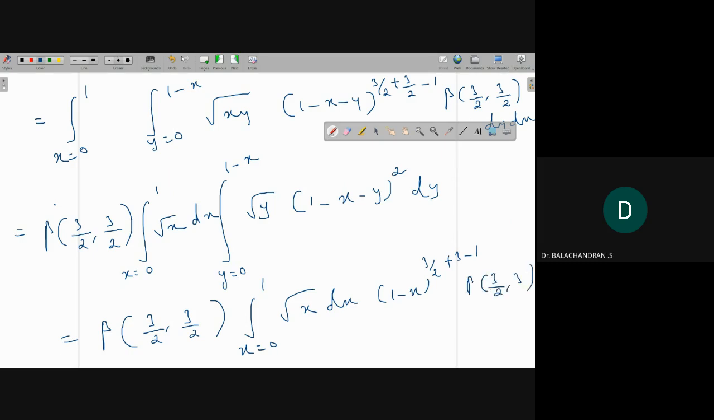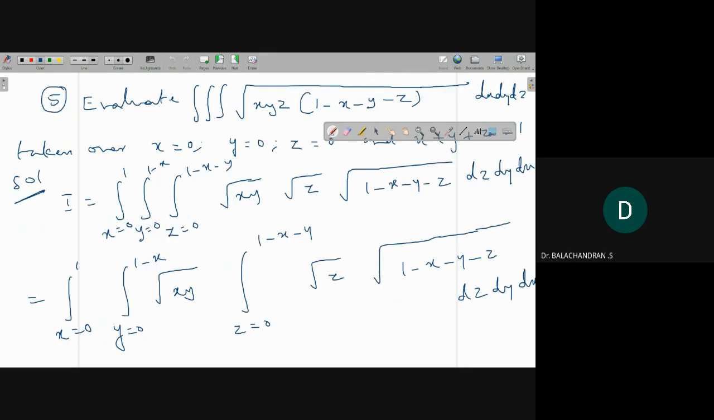The next step, can you proceed with the remaining part? I think this is just an integration. So try to get the final answer. I don't give the final answer, so try to proceed and get it, and I will write the final answer.